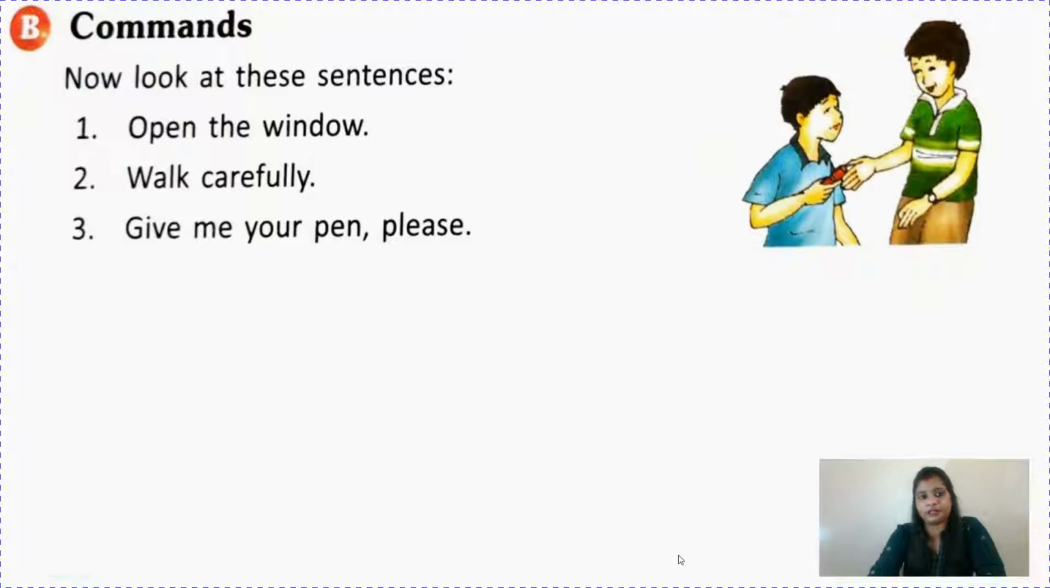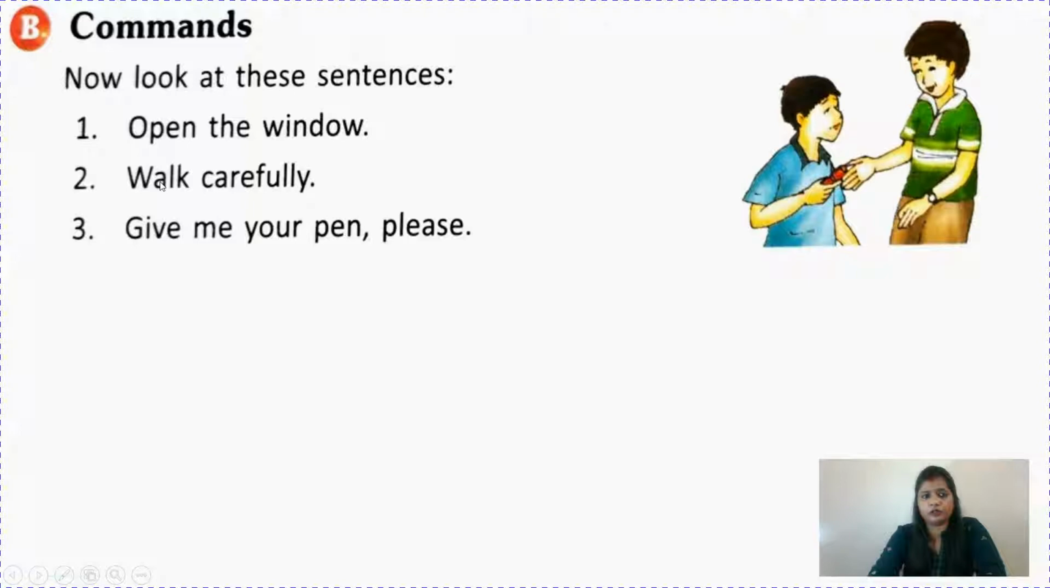Now children, commands. Now look at these sentences. Open the window. Walk carefully. Give me your pen please. We have seen here, children, the first one is an instruction, or you can say an order. Open the window, walk carefully, it is an instruction.